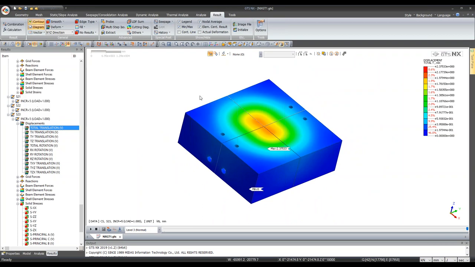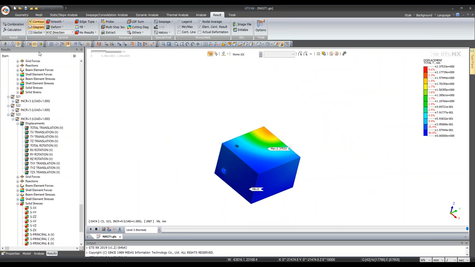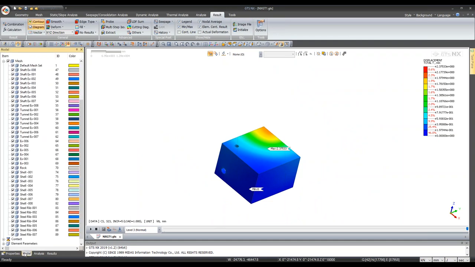So I'm just hiding all my mirror view. This is my model which has been prepared. Only the 1/4 has been prepared. Suppose you're having an axis symmetry model, or let's say a symmetric model towards one axis, then you can model only half, and that can be mirrored over there.